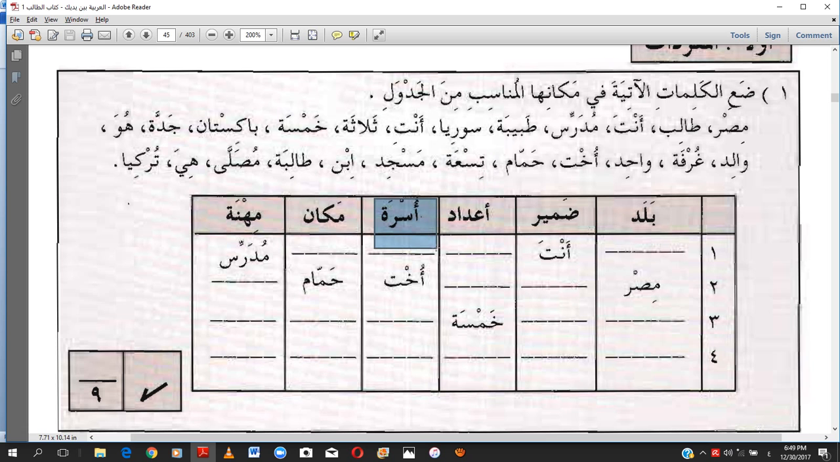What does أسرة mean? Family. So they start off with أخت. What does أخت mean? Sister. What sentence can we use with أخت? أحسنتِ. هذه أختي. هذه أختي. جميل. What other family words do we have here?